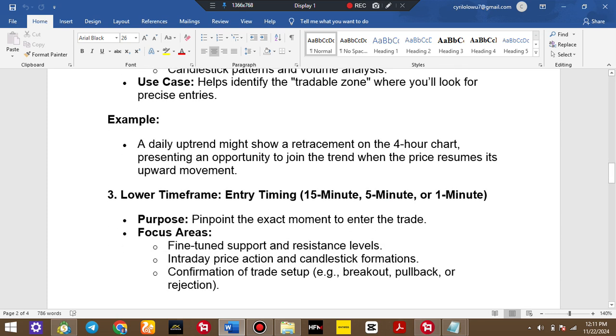Now let's have an example. A daily uptrend might show a retracement on the H4 chart, presenting an opportunity to join the trend when the price resumes its onward movement. Lower time frame entry timing. This is where you come to do your timing.